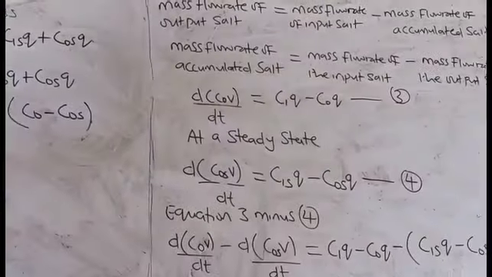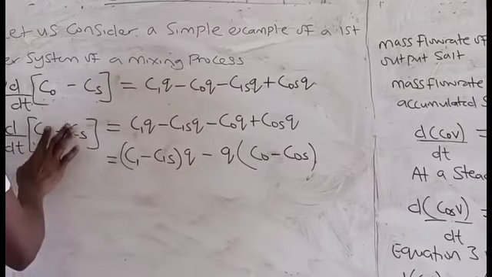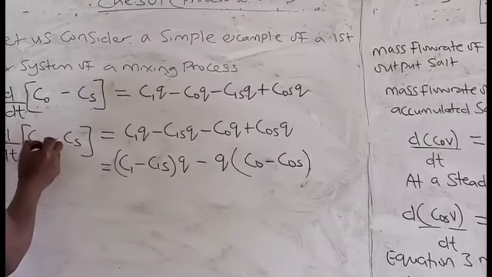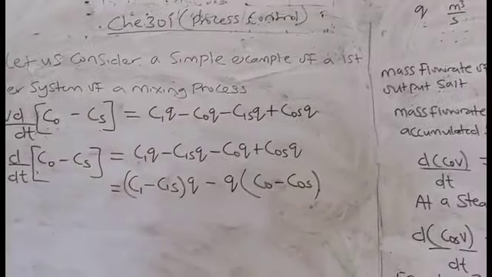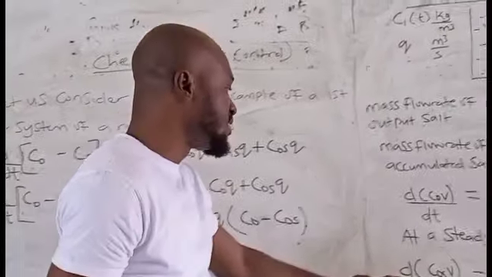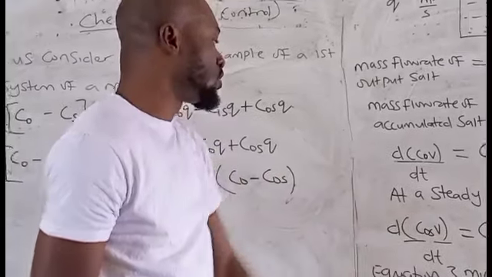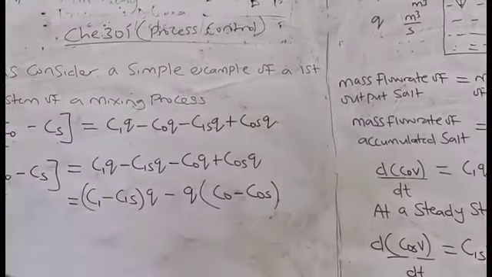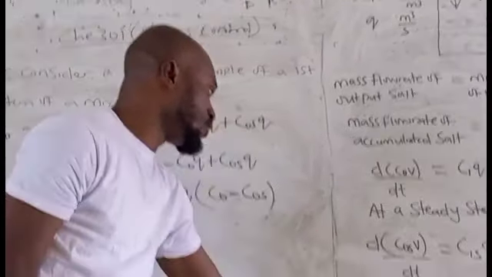So you're going to have COV. So here will be CO, then you have CO, not COS, because this first one, equation 3, is not at steady state. So at steady state here you have COSV. So you do equation 3 minus equation 4.